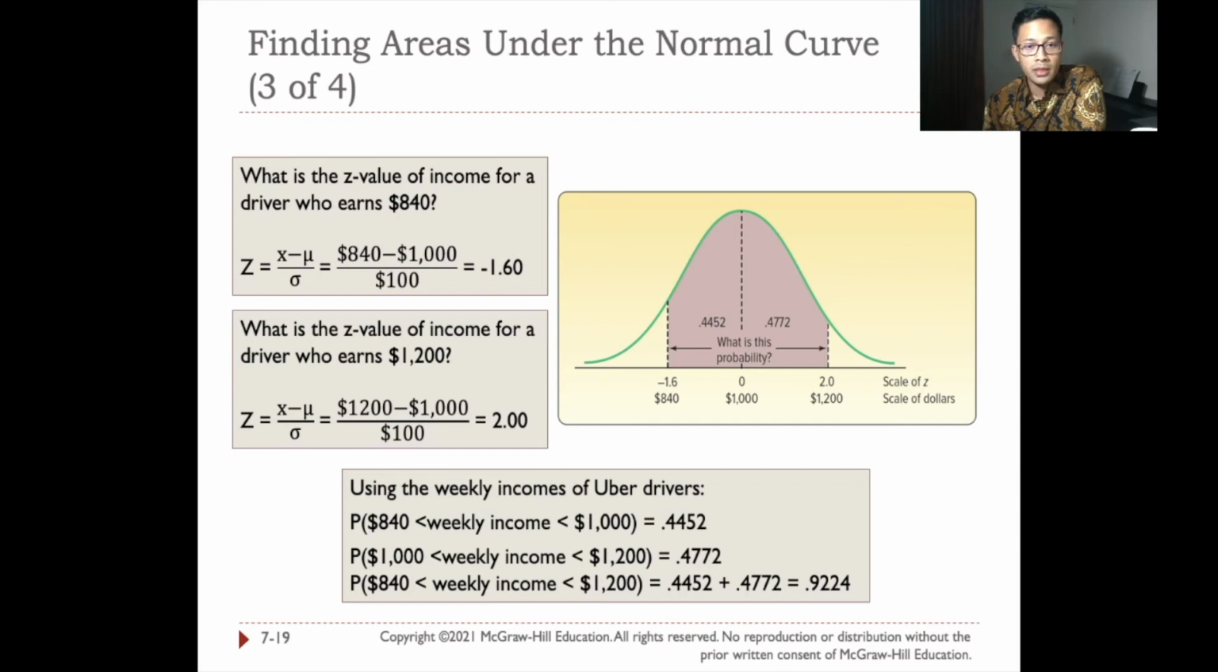So the probability of income between 840 and 1,200 is going to be 0.4452 plus 0.4772, which is 0.9224. So the probability of weekly income between 840 and 1,200 is going to be 92.24%.